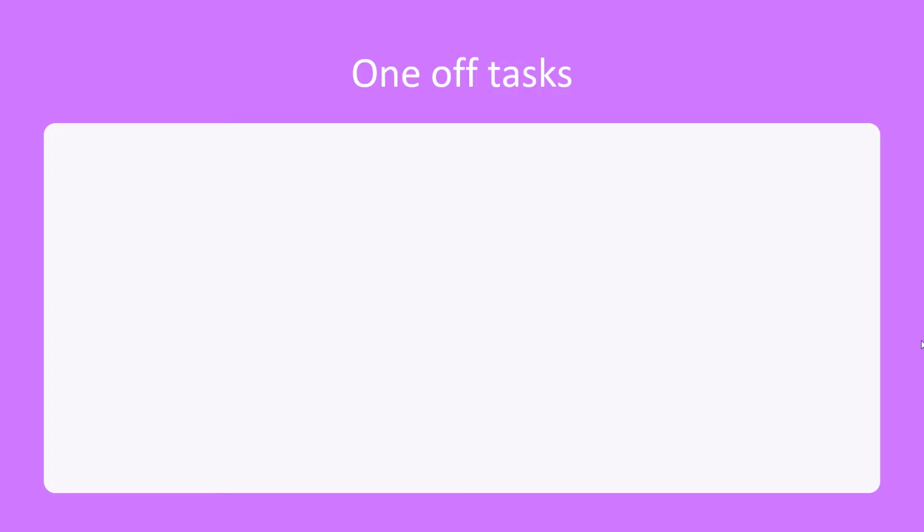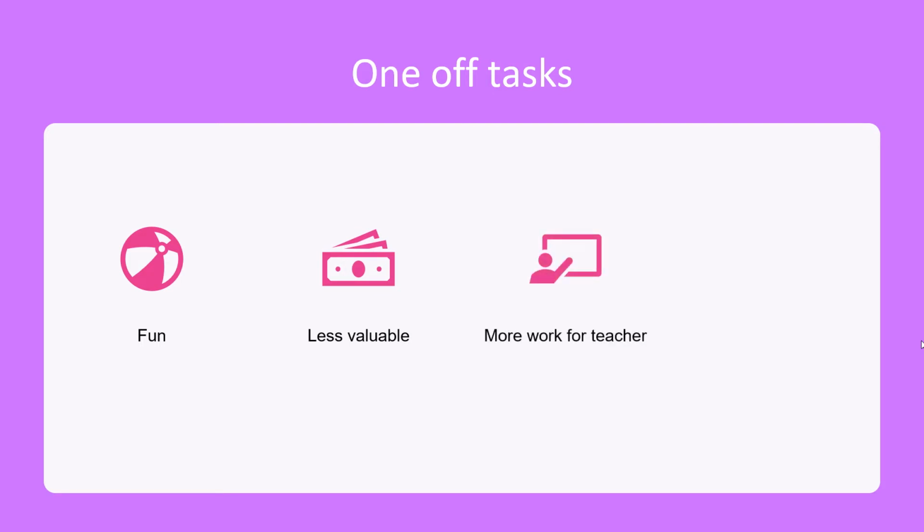So one-off tasks. Now, this is just in my experience how I found one-off tasks. They are fun and they pique students' interest. They're great. They're quick 20 to 30-minute sessions. Now, I found that they were less valuable than projects, and they cause more work for me because I have to plan a 30-minute session. I have to not only make it fun, but also try and give as much value and science behind it as possible. There's no point shooting off bottle rockets for 30 minutes if students don't understand the science behind it, for example.